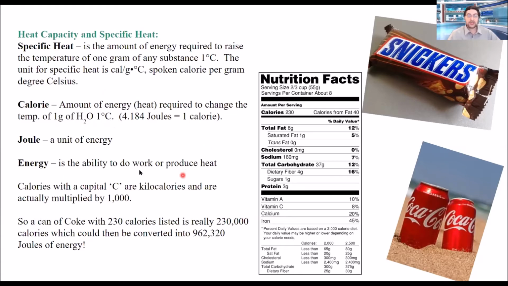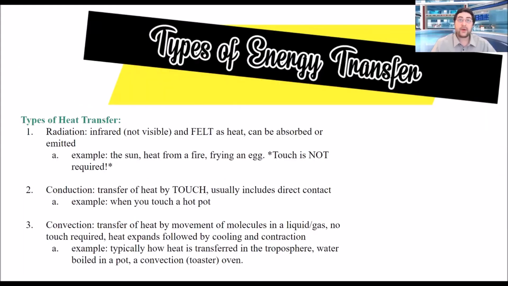Okay, so energy is the ability to do work or produce heat. And you'll talk more about work when you take physics, so we're going to kind of leave that one as it is for now. Okay, so there are 3 main types of heat transfer. We have radiation, conduction, and convection.